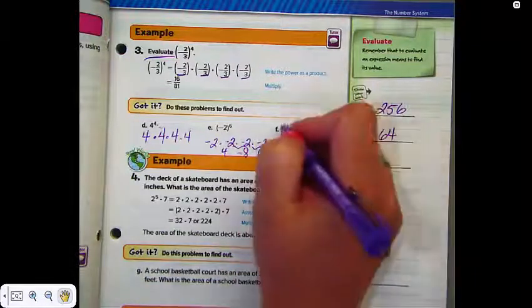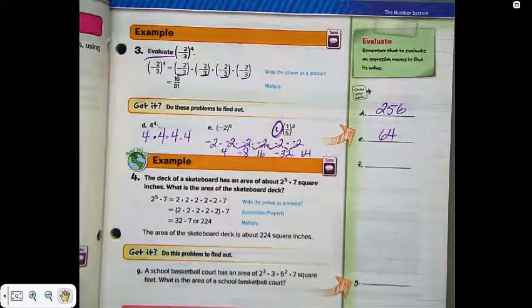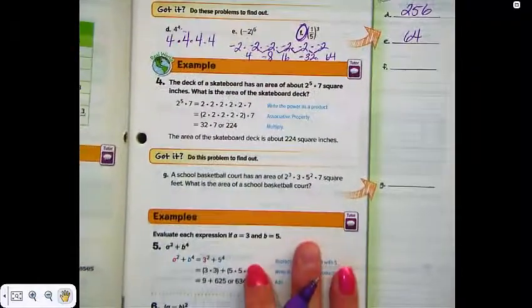Go ahead and do F for yourself. You're probably going to see that again on either a bell ringer or a quiz. All right, let's look at number 4.